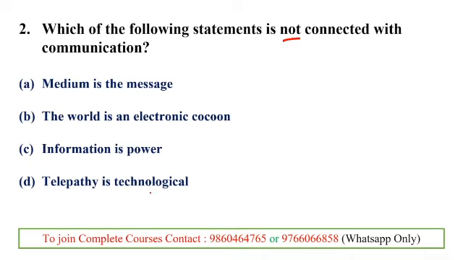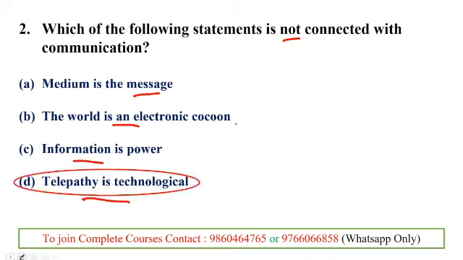So in these following options, which is not connected to the communication? One of the options: medium is the message, world is an electronic cocoon, information is power, telepathy is technological. So at a glance you can know these three statements are correct. Medium is the message is also right, and the world is an electronic cocoon, of course, and information is power. So the wrong answer is telepathy is technological.